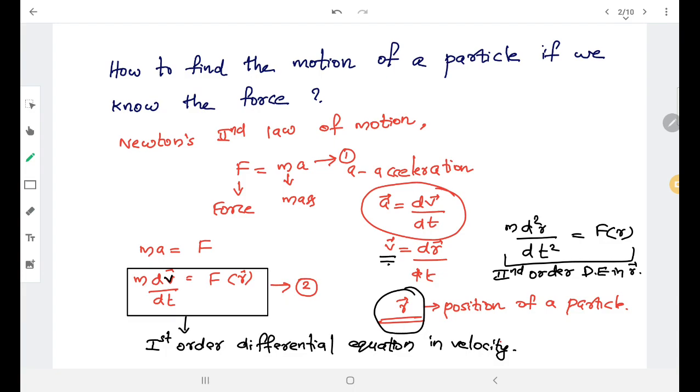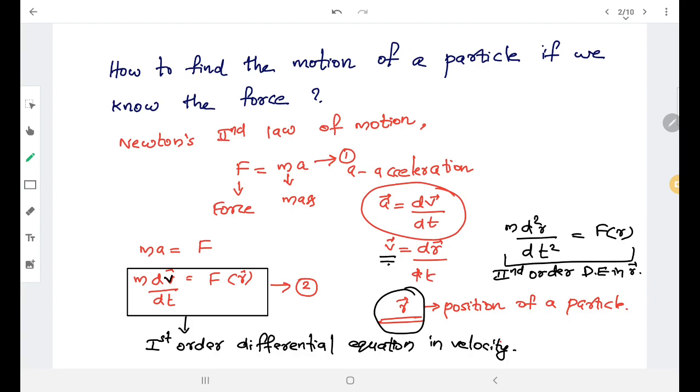So in this way we can represent Newton's equation of motion in two ways. We can represent it in terms of velocity, so this is a first order differential equation in velocity. Or we can represent it in terms of position. Then it is a second order differential equation in position. So now we are dealing with equation number 2.